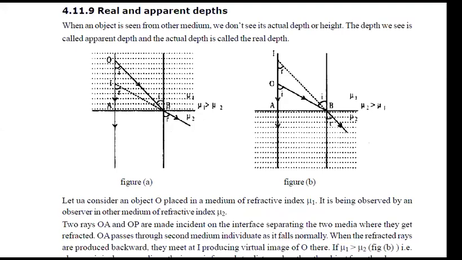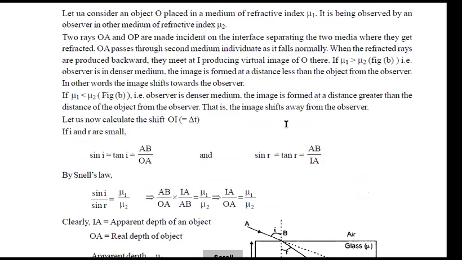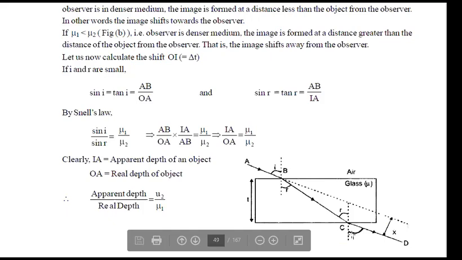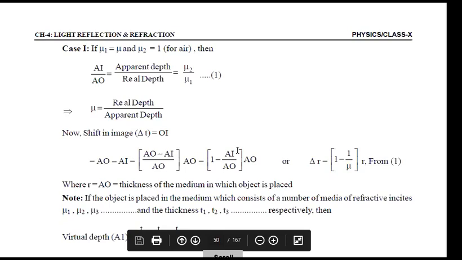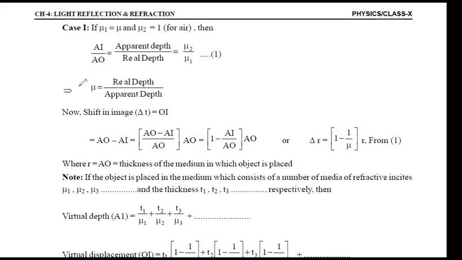So this is the formula that we derived already, real depth and apparent depth. And this is the formula of lateral shift. When we talk about mu, it is always real depth by apparent depth. Now, when we talk about the change, what will be the change? Tell me, change will be real depth minus apparent depth, yes or no? Change in height.